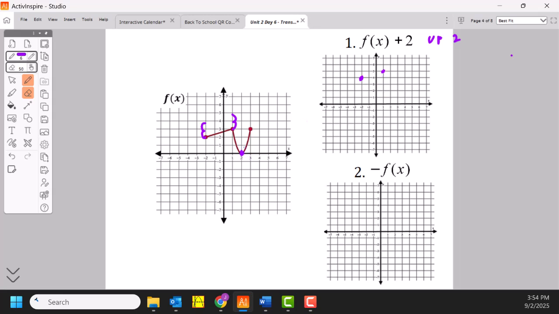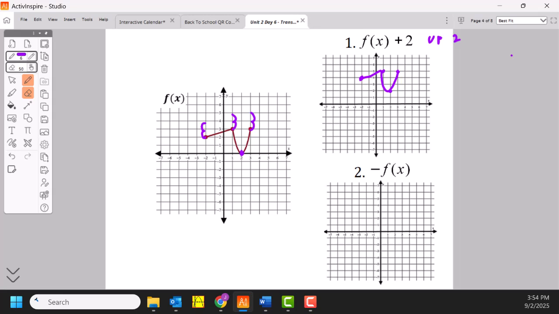This one down here, up 2. So it was (2, 0), now at (2, 2). And then same for this one, up 2. So it was (3, 3), so now up to (3, 5). And then when we have all our points shifted, we're going to make sure to draw the exact same shape, but going through our new points.